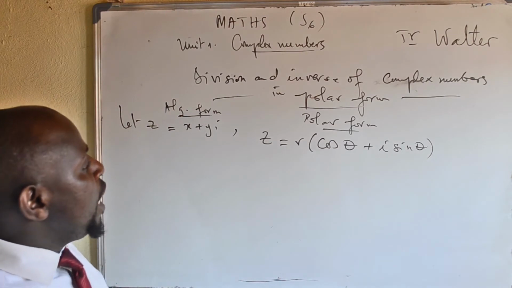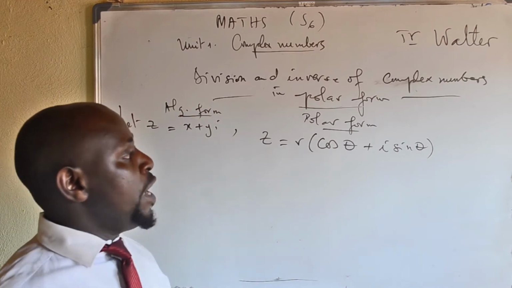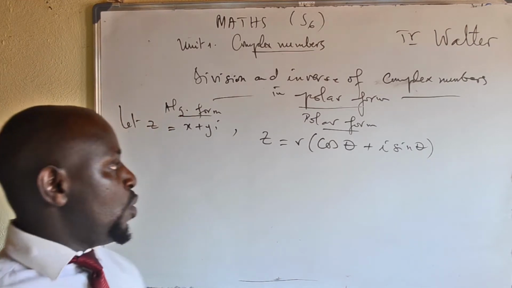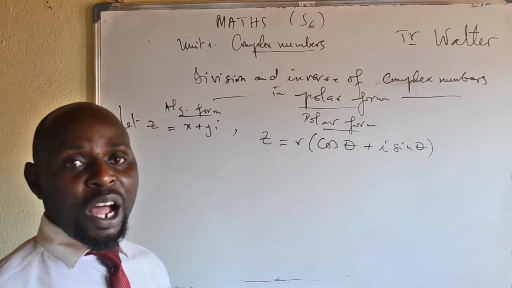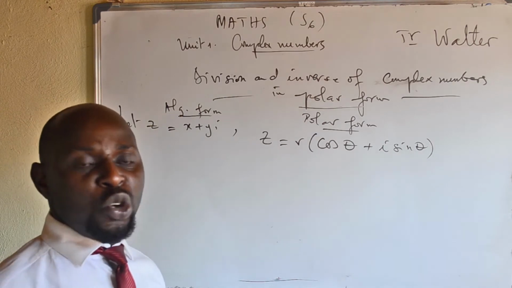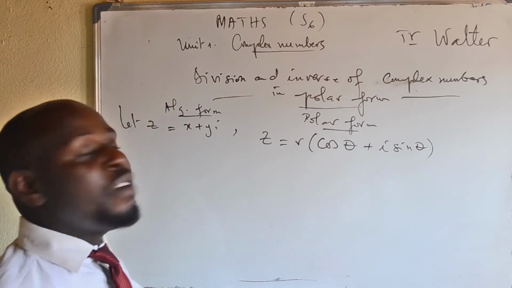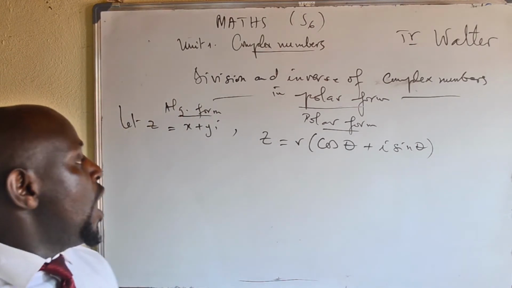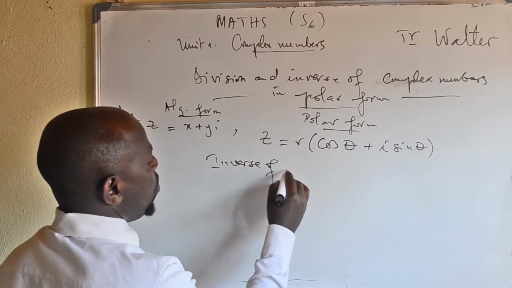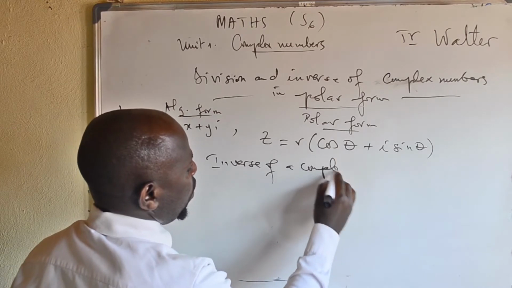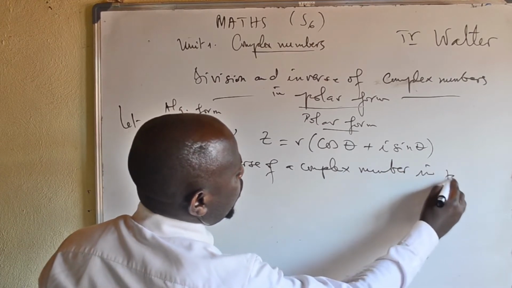So ladies and gentlemen, if we have the polar form as well as the algebraic form of a complex number, we can find also different operations on this polar form. Ladies and gentlemen, we have seen now how we can find the multiplication of two complex numbers in polar form. Today we are going to see division and inverse of complex numbers in the polar form. I will start with the inverse of a complex number in the polar form.